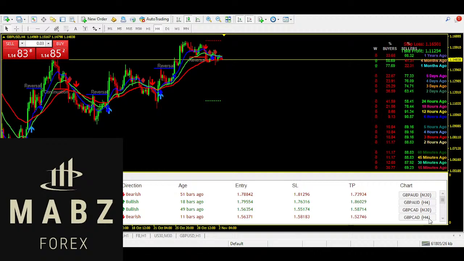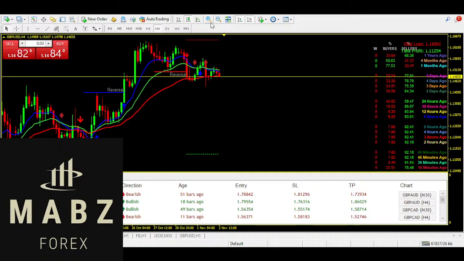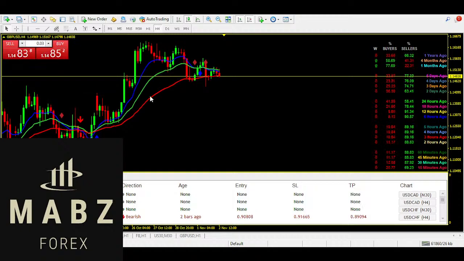Okay, GBP USD sell signal right here. We can see there's selling momentum. We're definitely going to be selling this one. GBP USD, we're definitely going to come back and sell it. Now let's move on. Let's move quickly, guys. Let's move to the USD pairs right now. Let's see what's going on.